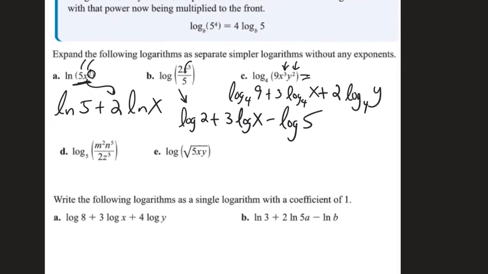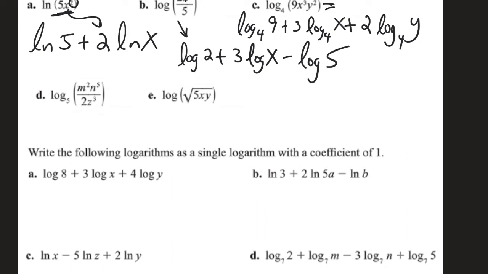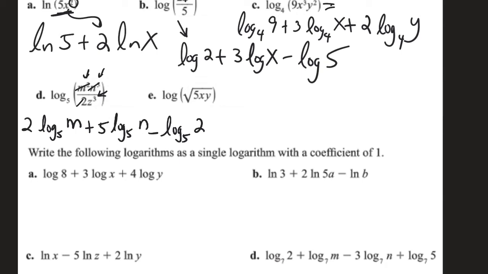You would think that these are getting worse and worse, but I promise they're not. It's not too bad. For D, all I know here is I'm going to have 4 terms because there's 4 things going on in there. 2 factors on top, 2 factors on bottom. I also know that there's 3 terms that have exponents that I'm going to have to pull out front, and I'm getting ready for that. So the first term here, 2 log base 5 of m. That was me dealing with this one. Plus 5 log base 5 of n. Dealt with that one. Minus log base 5 of 2. Dealt with that one. Plus 3 log base 5 of z. 4 terms, 4 pieces. Got it all.